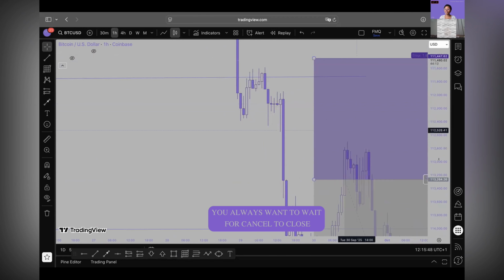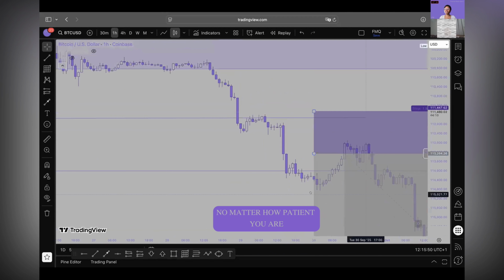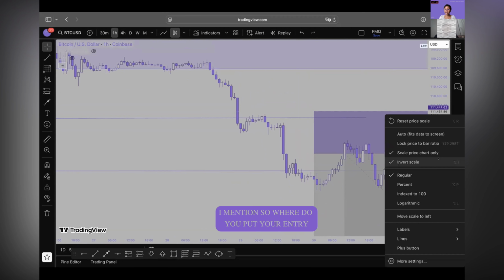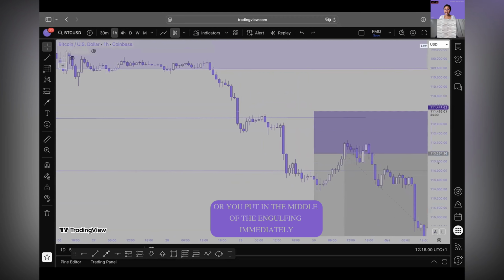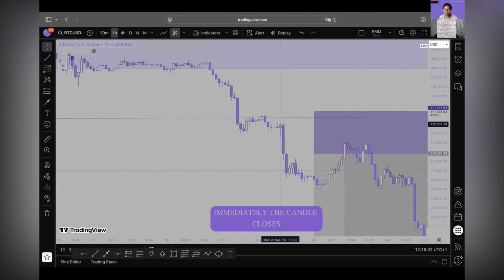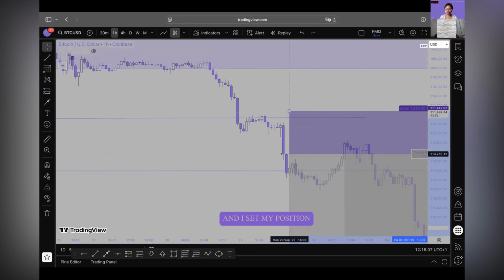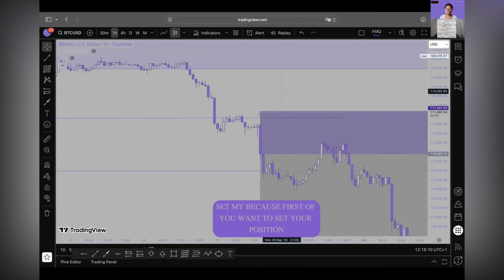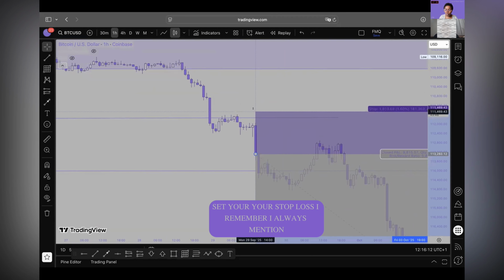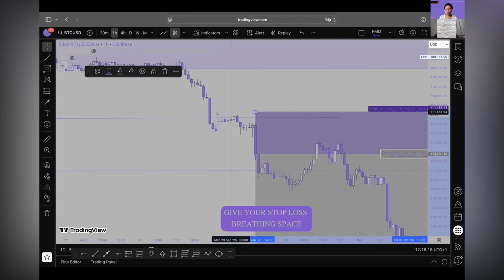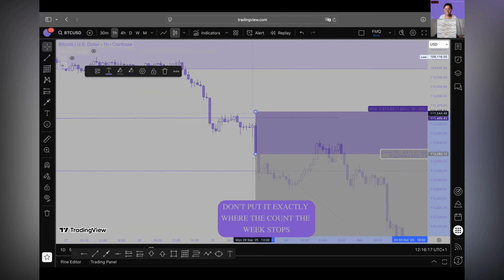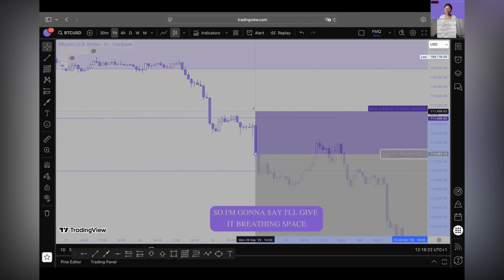So you always want to wait for the candle to close, no matter how patient you are, no matter how you feel. This is where it will teach you patience, as I mentioned. So where do you put your entry? You put it on the wick, or in the middle of the engulfing? Immediately the candle closes, another candle opens, and I set my position. First off, you want to set your position, set your stop loss. I always mentioned, give your stop loss breathing space. Don't put it exactly where the wick stops. Give it breathing space.